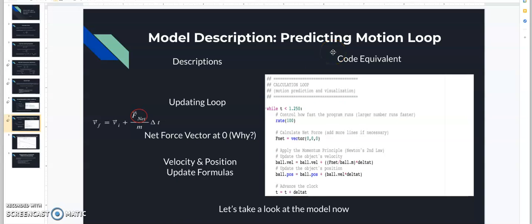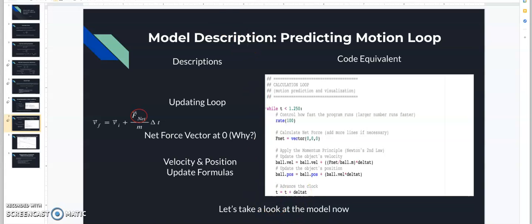So here is the prediction motion of the loop for the code up to the max time it was recorded for. So this is the updating loop, and the net force was set to a 0 vector. And that is because, as we can see from the velocity update formula, if we want the final velocity equal to the initial velocity, because it's a constant velocity motion, since mass and delta t, change in time, are non-zero constants, the net force would thus have to be a 0 vector. So we put that in the code, and we also put the velocity and position update formulas in the code, as we discussed earlier, and it would advance the clock. And there's also some other modeling stuff.